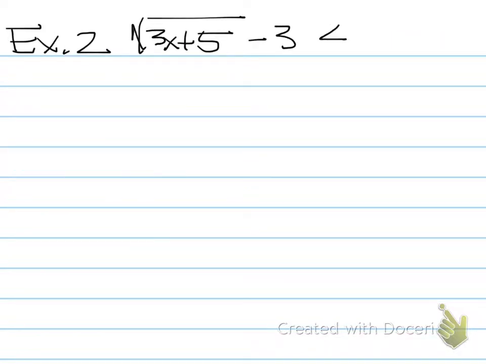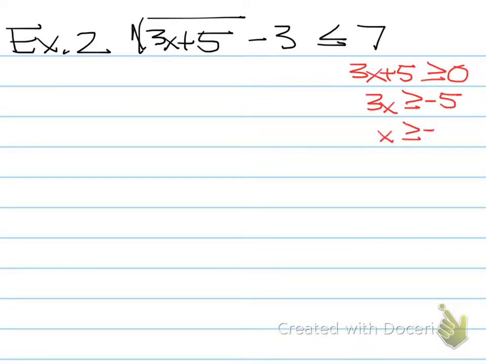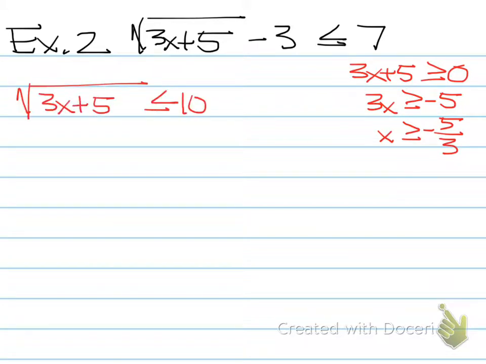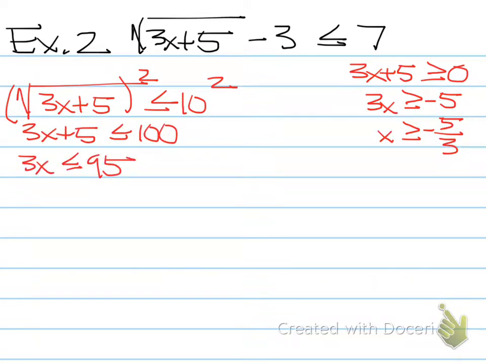In the next example, again, we want to set the radicand greater than or equal to 0. We determine that x must be greater than or equal to negative 5 thirds. And then we're going to square both sides. First thing we're going to do is add 3 to both sides. And then we're going to square both sides of the inequality. It's going to give us 3x plus 5 is less than or equal to 100. Subtract 5 and then divide by 3. We get x is less than or equal to 95 over 3.